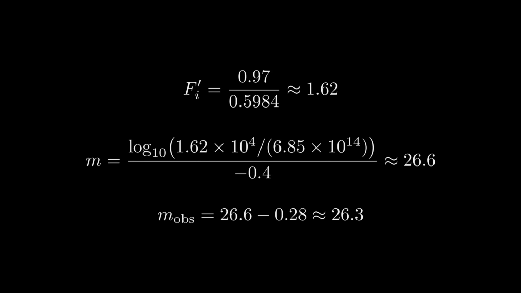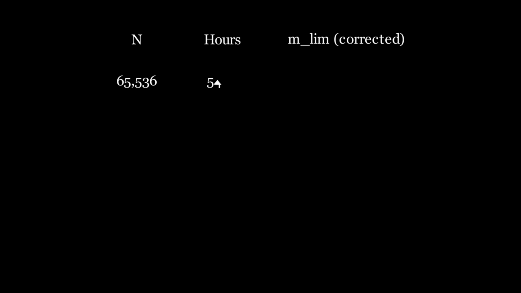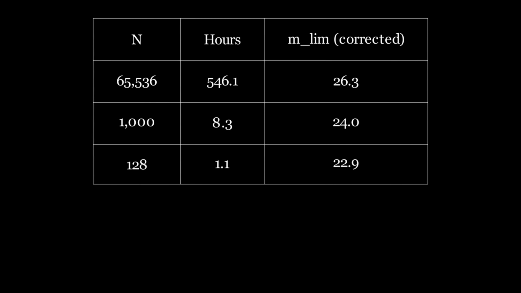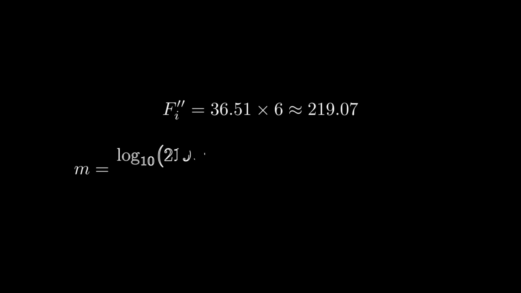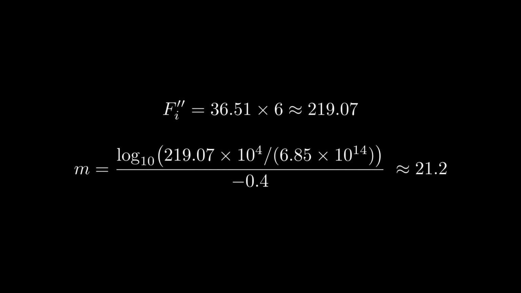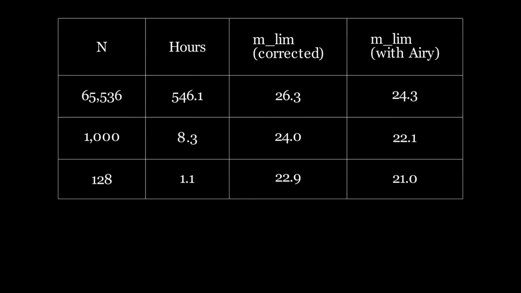And that last piece of 0.28 of an extinguishing factor leads to 26.3 for the 65,000 frame stack. And again, now a chart showing some more realistic stack sizes there of 24 and 22.9 as the limiting magnitudes. And we can't forget our good friend, the Airy disk, where we're going to actually have to take and multiply that incident flux again by 6. Here's an example of where that comes into play. And now a full chart, everything included, transmission, atmospheric extinction, and Airy disk size.